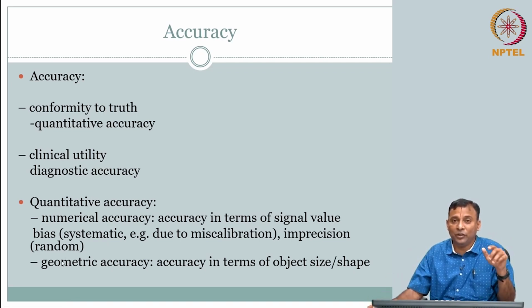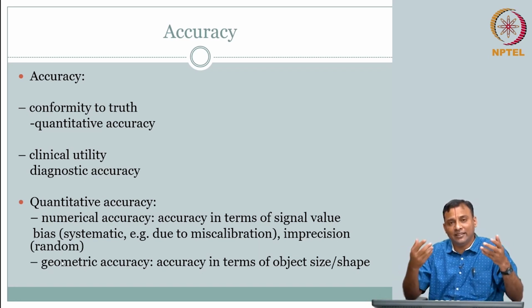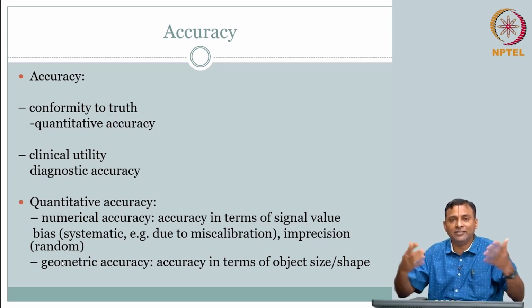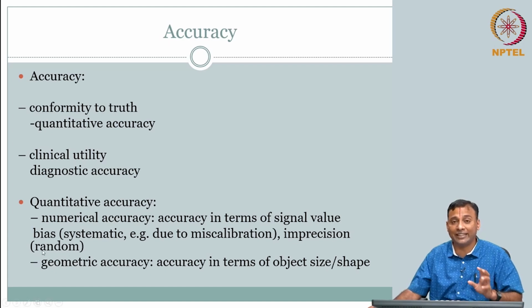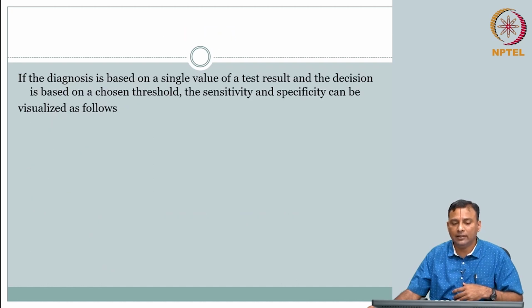The challenge is when you put it to a patient, each patient is different. In fact, the same patient is changing with time. So to that extent, that is also different. So the challenges happen in clinical utility. Quantitative accuracy is more from an engineering perspective, something you can handle.